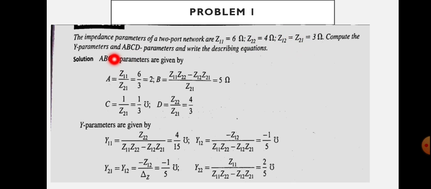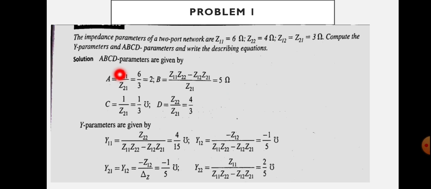Next, you want to compute Y parameters, that is Y11, Y12, Y21, Y22. Similarly, ABCD parameter, that is A, B, C and D. And all should be obtained from this Z parameter. So you should know the relation connecting this ABCD parameter and Z parameter. Similarly, Y parameter and Z parameter. Okay. So that we have gone through in the video sessions. So now you have an idea about that.